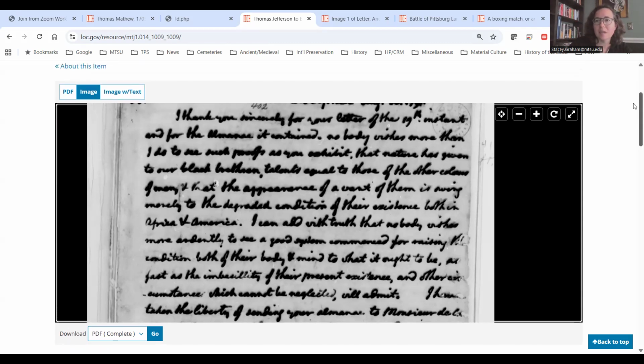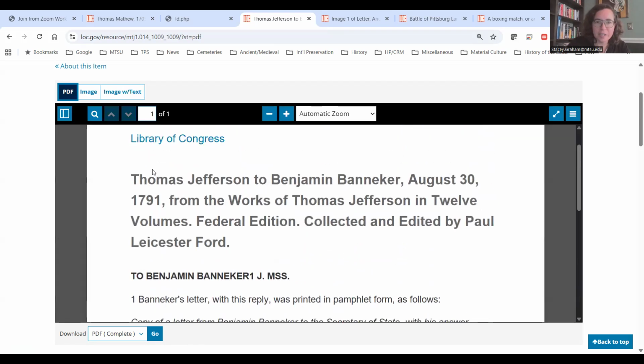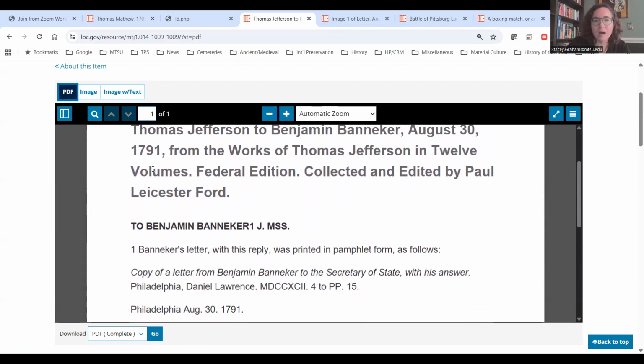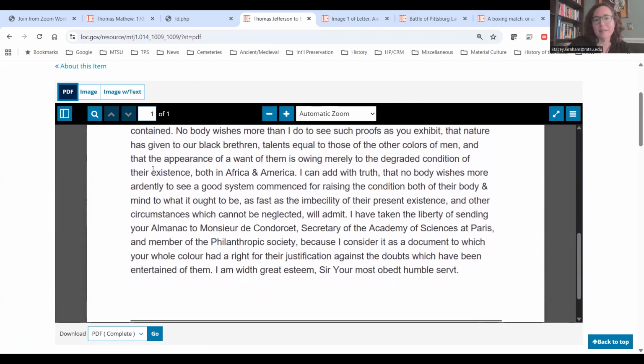But the library sometimes has a lot of tools to help you read it. And there is this button up here on the left called Image with Text. And sometimes when you click on that, usually the HTML text version will pop up on this left-hand side. Now, the website's been experiencing some difficulty, so it's saying that it's failed to fetch right now, but it did come up for a second. And so, you might try refreshing till you get that. Or if you click on this PDF choice, here we have the transliteration right here in a PDF form, which is super easy for us to read. And you can print this out and use it, etc.